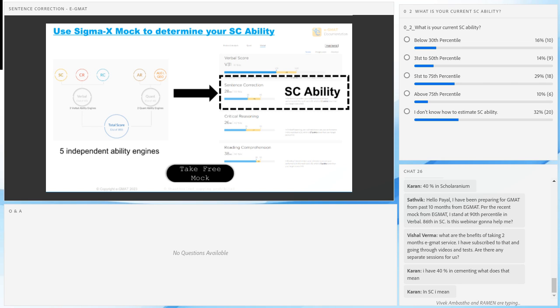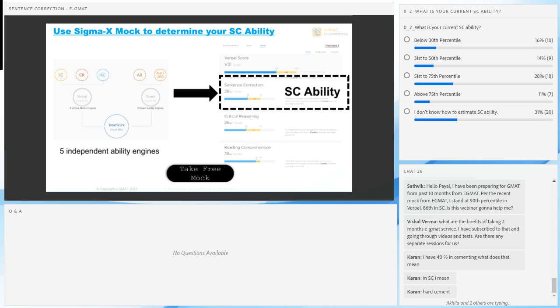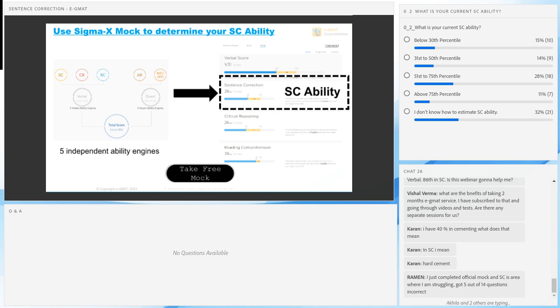Okay. All right. Now, 40% in sentence correction. Again, you have to tell me, is that in medium SC? Because 40% accuracy in hard SC versus 40% accuracy in medium SC would mean different things. So if that's in hard SC, then again, you are at, I would say, about 55th percentile. So you should definitely attend this webinar.